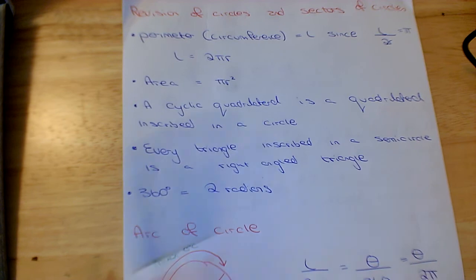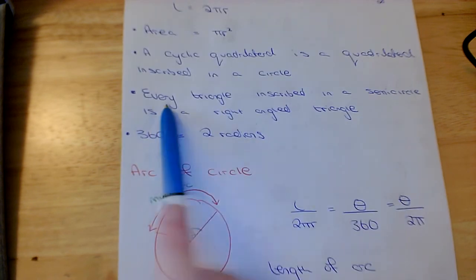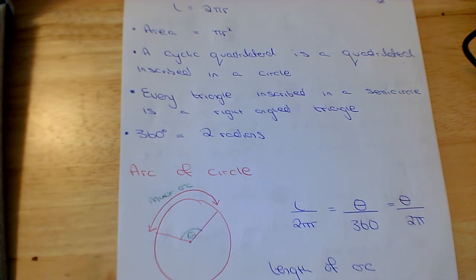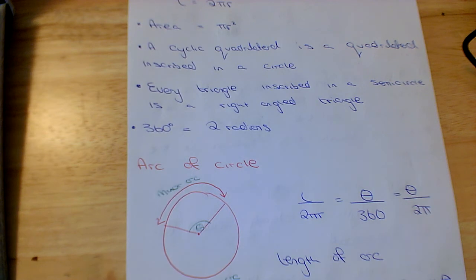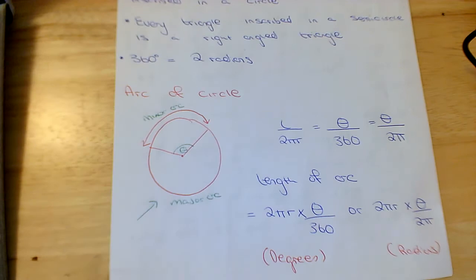A cyclic quadrilateral is a quadrilateral inscribed in a circle. And then every triangle inscribed in a semicircle is a right angle triangle. So these are just our proofs that we would have learned from Junior Cert higher level. There's 360 degrees in a circle, which is also the same as saying 2 pi radians. Okay, and we touched on radians when we were doing complex numbers.